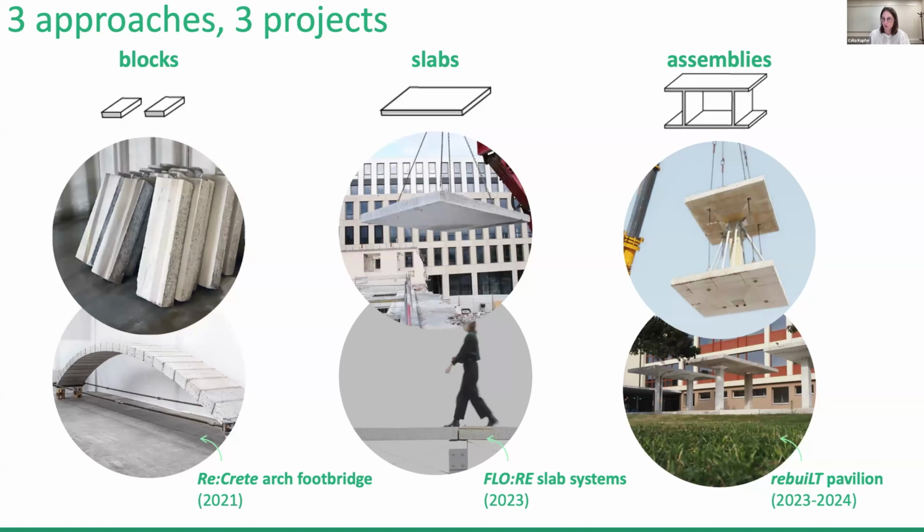Today, I will present 3 approaches for reusing cast-in-place concrete pieces. The first one, on the left, reuses small blocks under compression. The second one, in the middle, reuses long slab elements using both their compressive and tensile strengths. And on the right, the third approach reuses large 3D assemblies, preserving existing connections between vertical and horizontal elements.